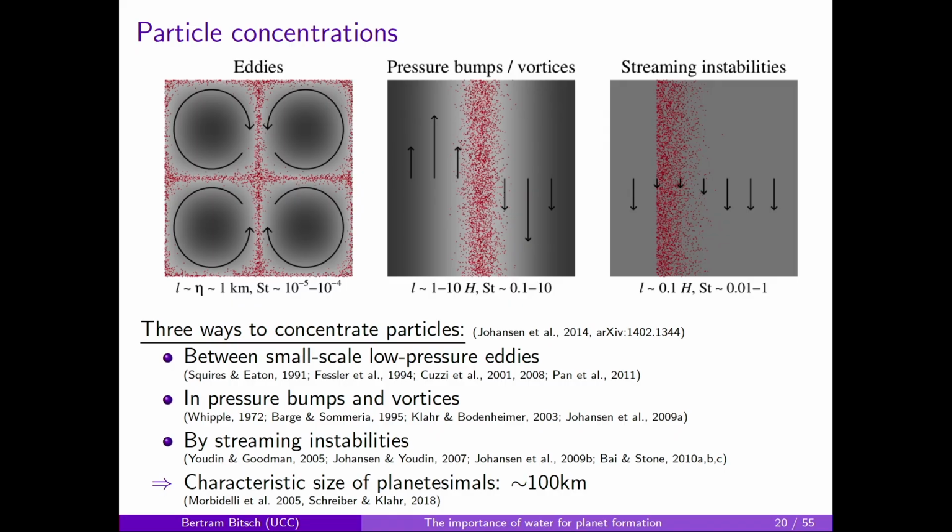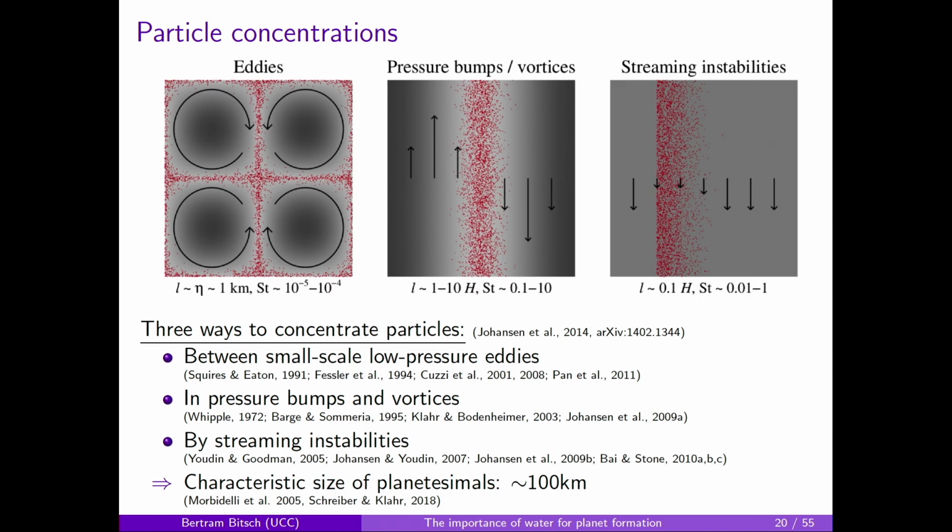Now, as we said, we have these millimeter, centimeter-sized pebbles, and we cannot continue to grow them. But yet, we have to grow them because we have observed planets and planetesimals. There must be a way to grow them. The idea here is that we have to concentrate particles, and then the moment we have a large cloud of particles, it can collapse under its own gravity and form planetesimals.